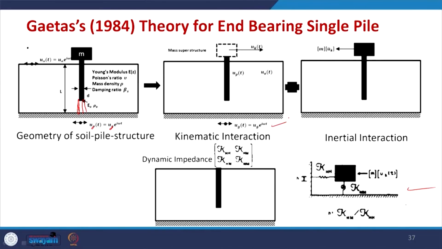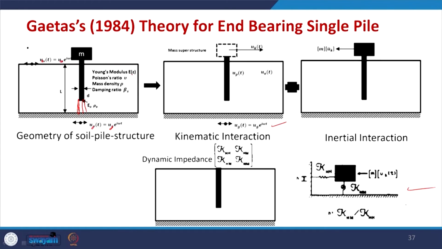So, what you have in this pile is that you apply this motion and you get here u naught. And once you have got u naught, the total mass of the superstructure is considered on the top of the pile, denoted as m in this figure. Young's modulus of the pile is Ep, Poisson's ratio for the soil is nu, mass density of the pile is rho, and the damping ratio is beta s for the soil.